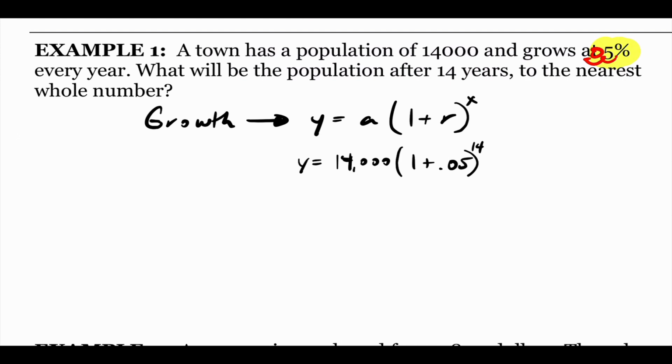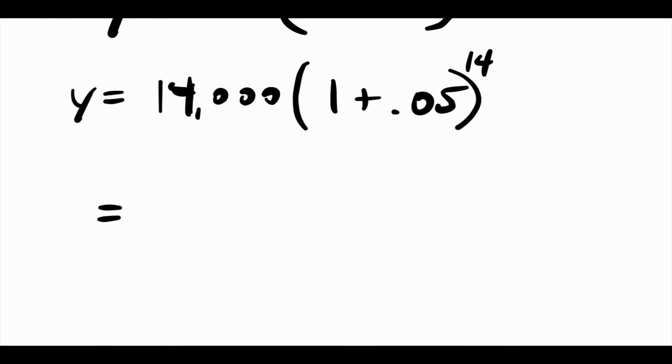And then years. It says 14 years, right? Time is in years. We have to figure out what y is. Y is the population. So we go to our calculators. The Desmos calculator makes it easy because you can literally put all of this in at once. If you don't have that, if you have the basic calculator on your iPhone or your Android, you have to do it by pieces.